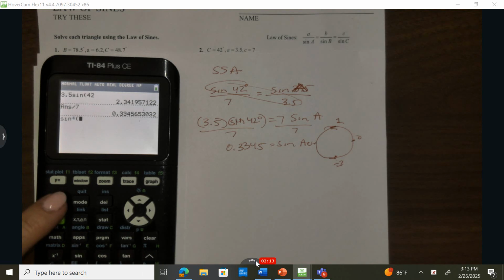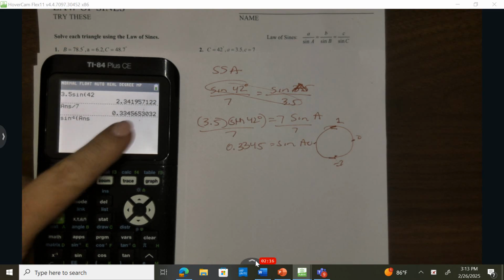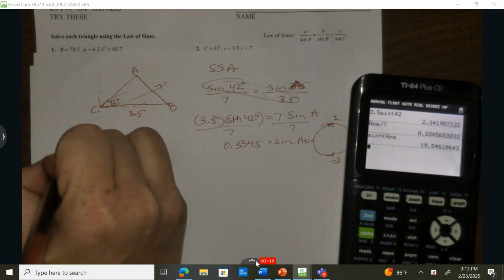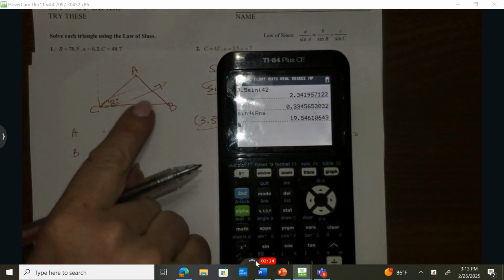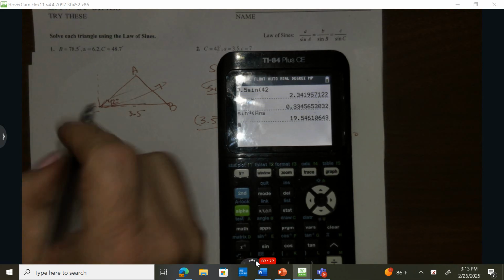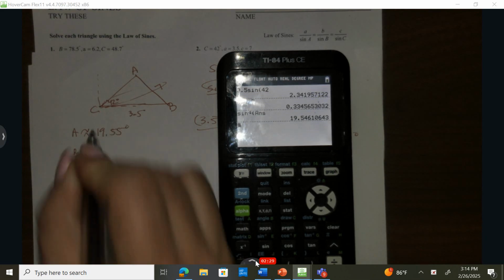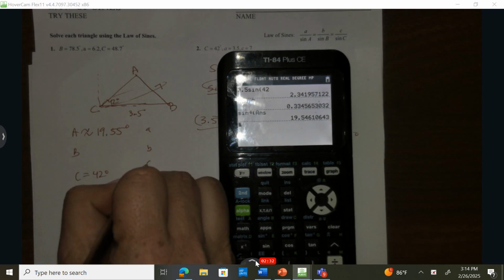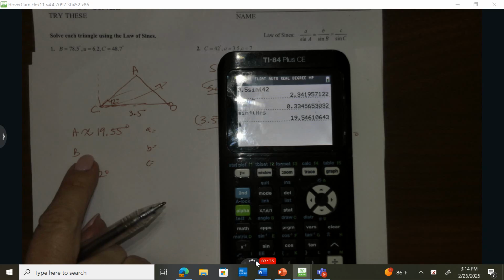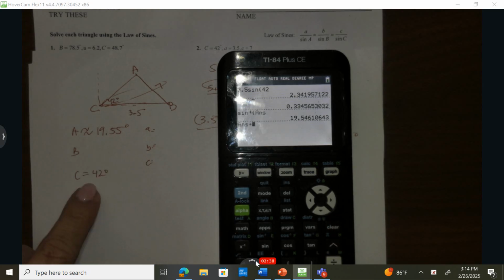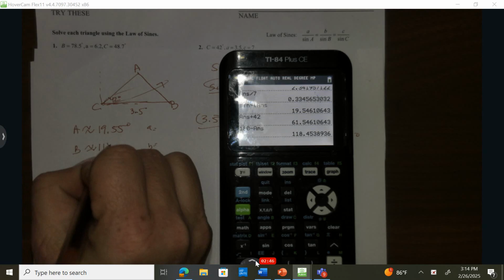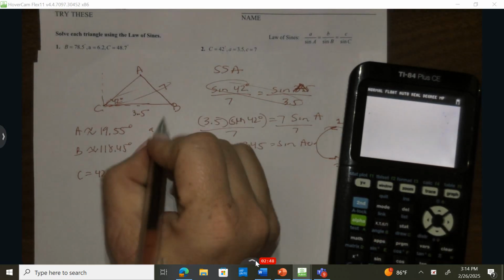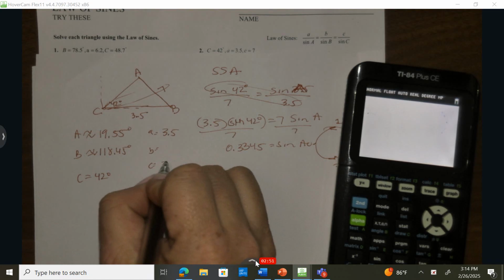So I'm going to do second sine, which is like arc sine, and I'm going to paste this previous answer in. And now I'm going to say A, B, and C. I already know C is exactly 42 degrees. I'm going to have to round here, but angle A is approximately 19.55 degrees. Then we have A, B, and C, those are our sides. Now we can figure out this missing B by taking this amount plus 42 and subtracting it from 180 because I know the interior angles of a triangle add up to 180. So this is approximately 118.45. Okay, across from A is exactly 3.5. Across from C is exactly 7.